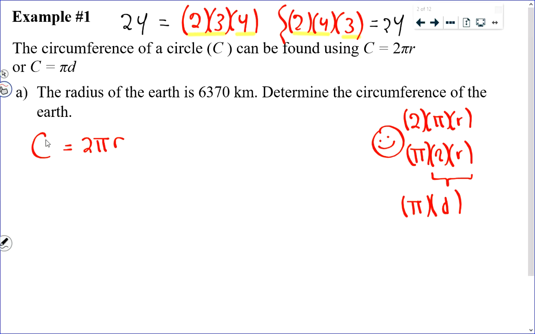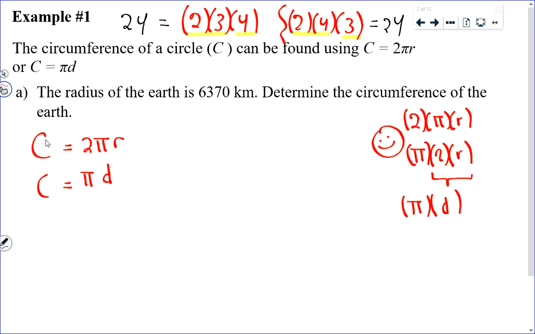That is basic circle geometry that you learn about in junior high, maybe even in elementary school. So it's very easy to demonstrate that 2 times pi times the radius is the same as pi times the diameter. Well, that's your other formula. It says circumference equals pi times the diameter.